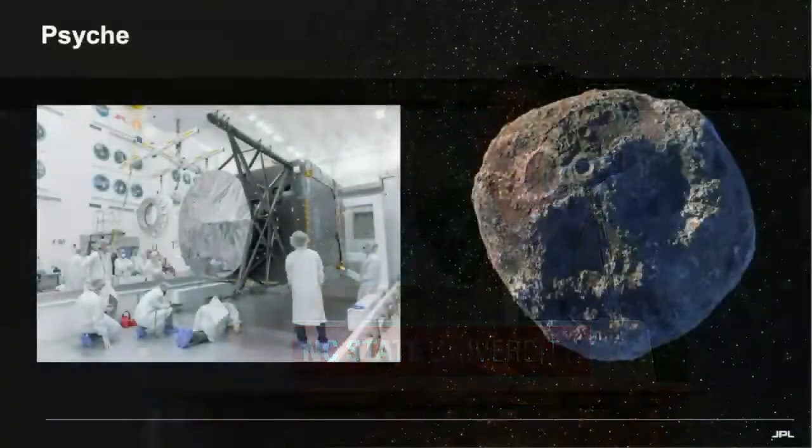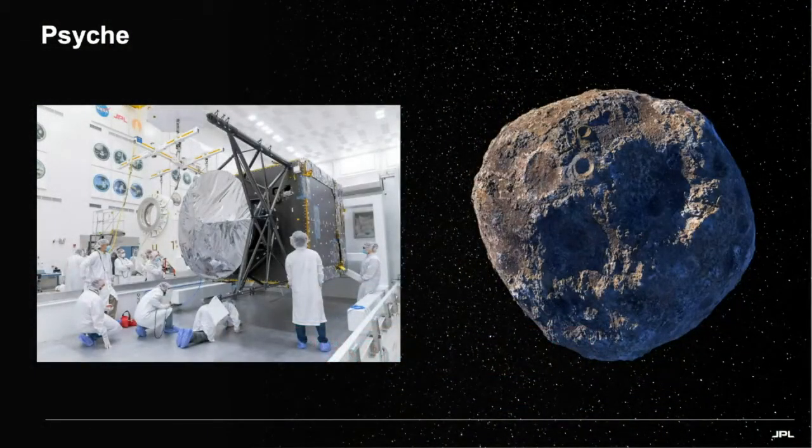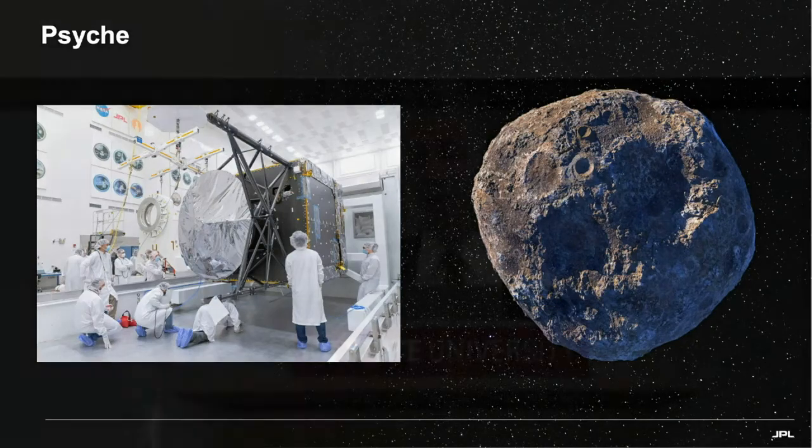And we're sending a robotic, solar electric propelled spacecraft, being built in the clean room at JPL right now. This is an image from a couple weeks ago of that spacecraft. This is a mission that we're doing in partnership with Arizona State University and Maxar and a number of other players across the country. Launching in August, to launch from Florida on a Falcon Heavy.